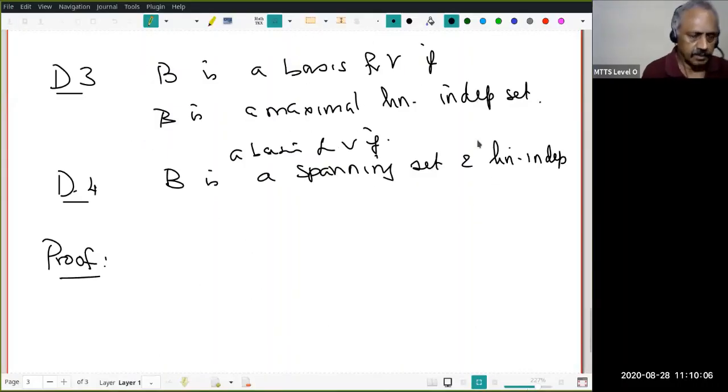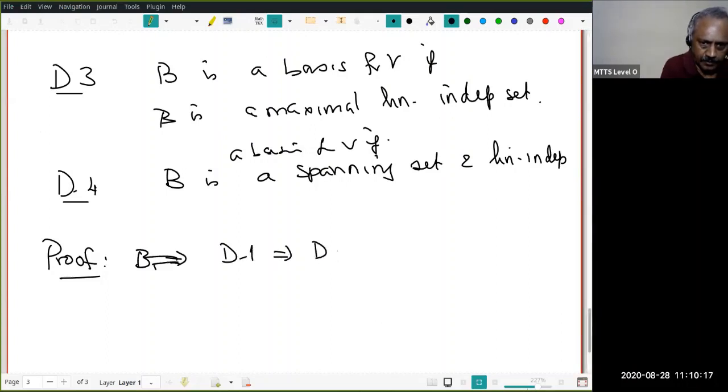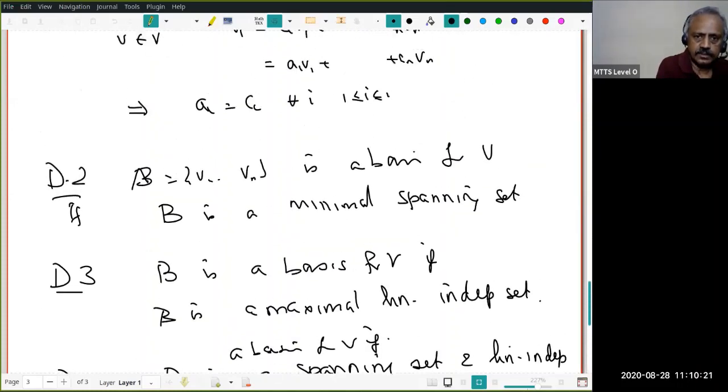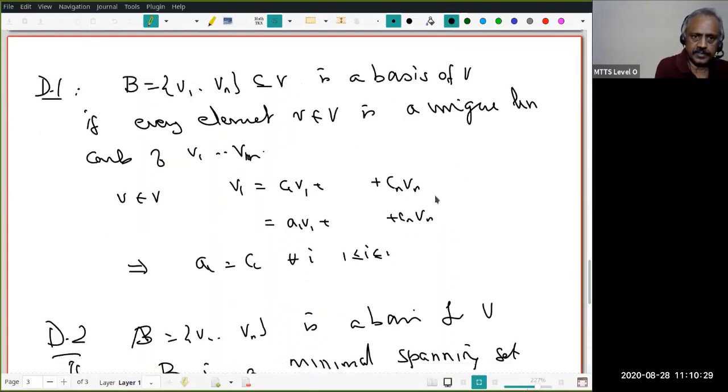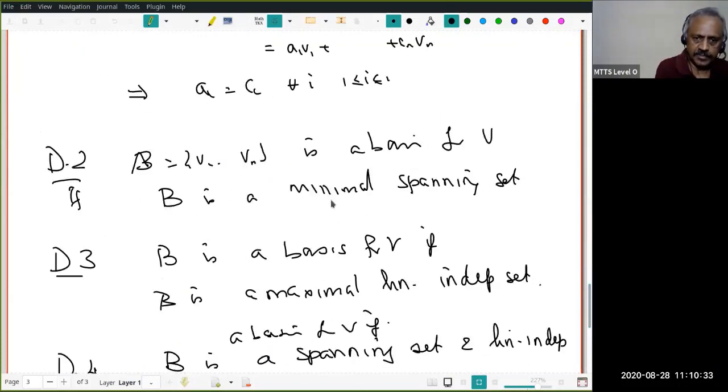Let us prove D1 implies D2. So what is D2? Let B equal to V1 to Vn, which is a basis according to definition 1. We want to prove it is a basis according to definition 2, that is, a minimal spanning set.